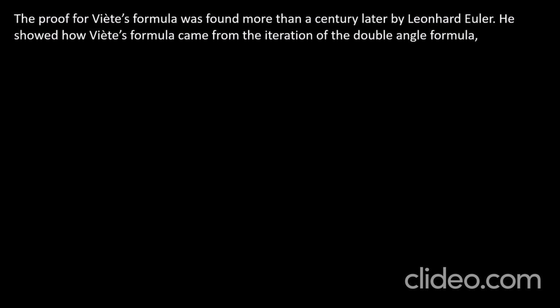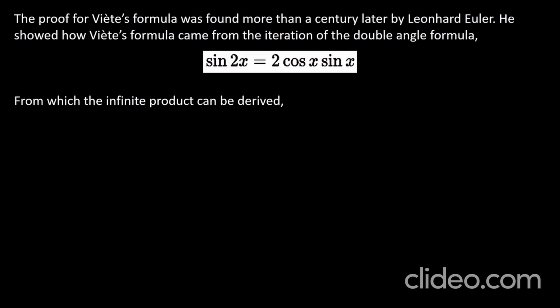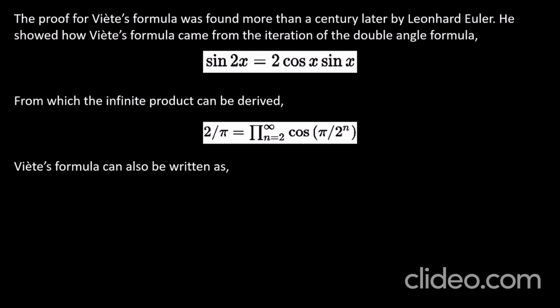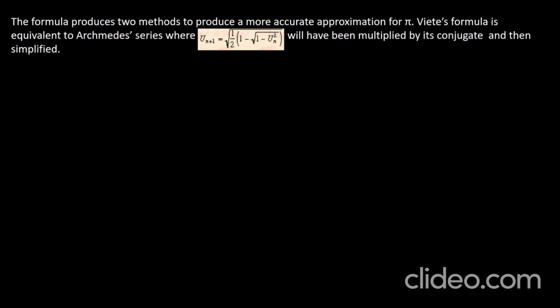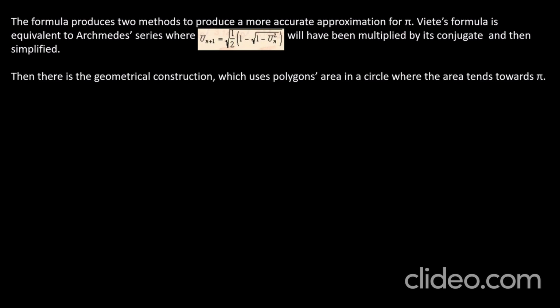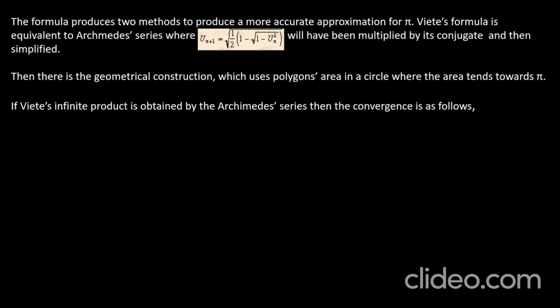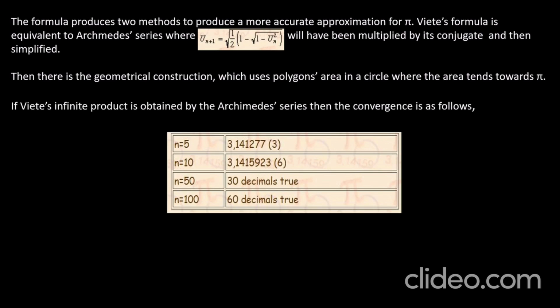He showed that Viète's formula came from the iteration of the double angle formula for sine 2x, where the infinite product can be derived. It can also be rearranged, so it's pi equals. The formula produces two methods to produce a more accurate approximation of pi. That's equivalent to Archimedes' series, where that formula will have been multiplied by its conjugate and then simplified. And the geometric construction, which uses a polygon's area in a circle, where the area tends towards pi. And if it's obtained by the Archimedes series, convergence goes as follows.